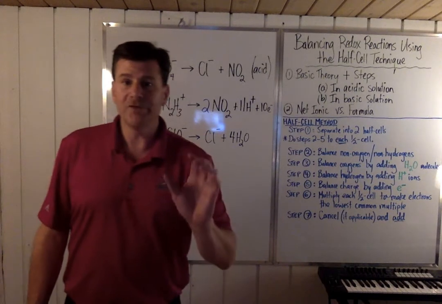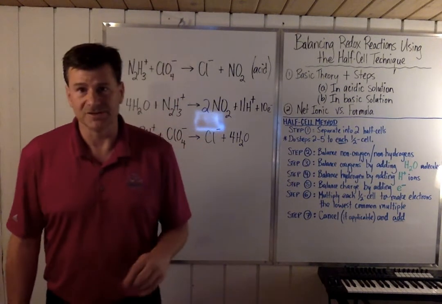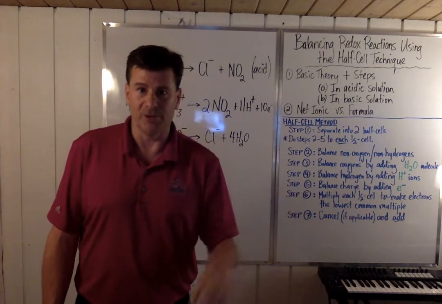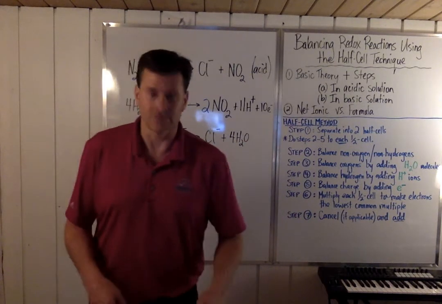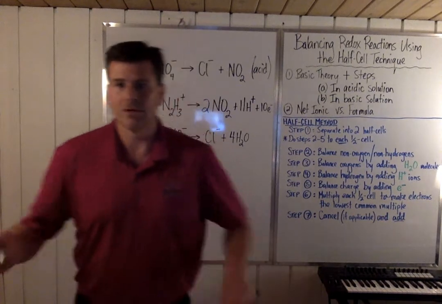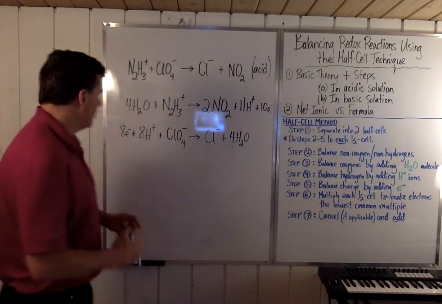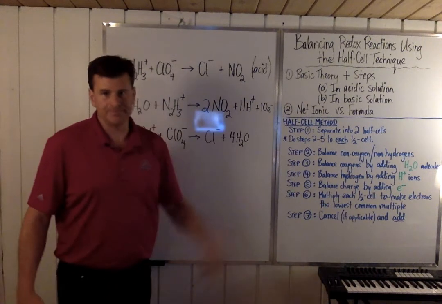So you're going to multiply each of the half reactions so that the electrons are the lowest common multiple. Okay, so you got to go back to your elementary school mathematics and try and figure out what's the lowest common multiple. What's the lowest common multiple between 8 and 10?